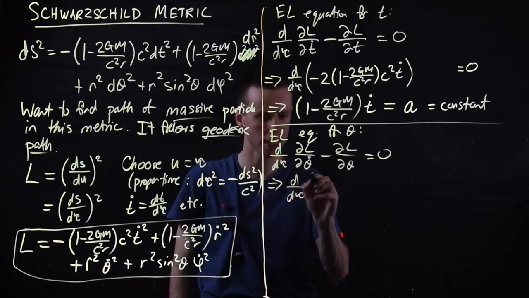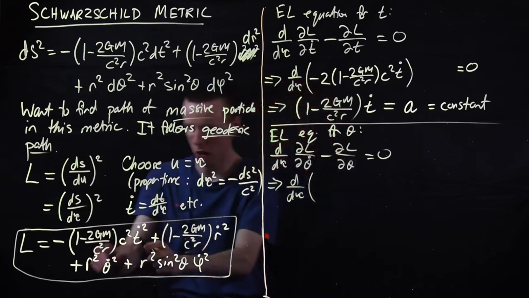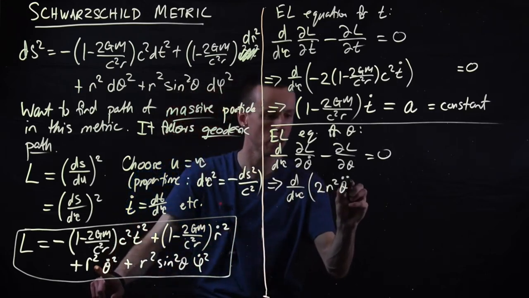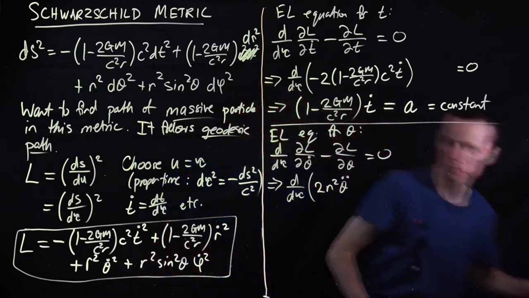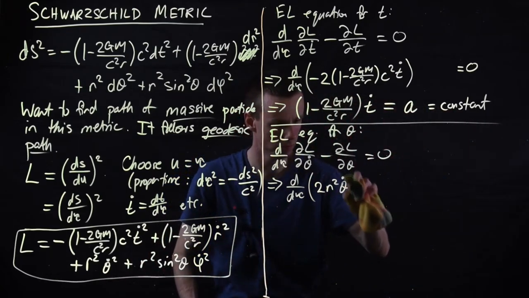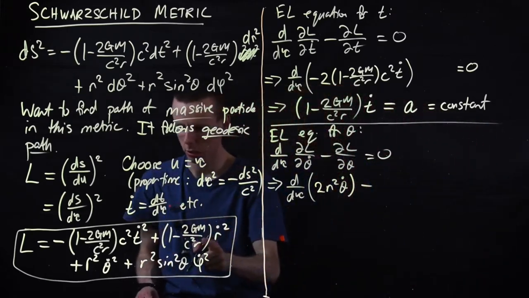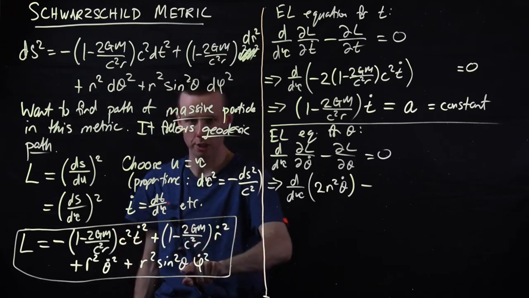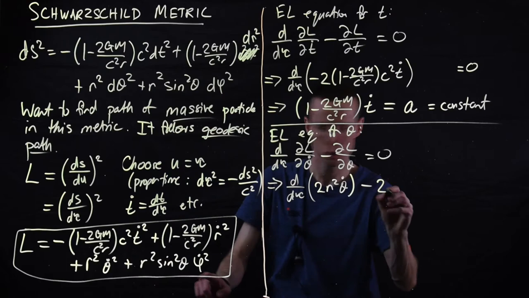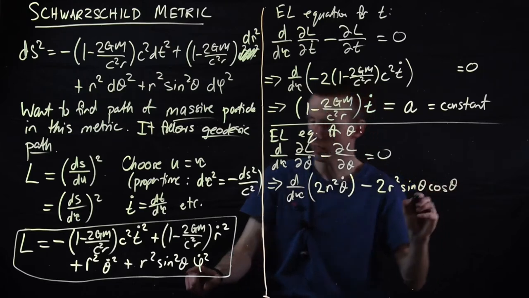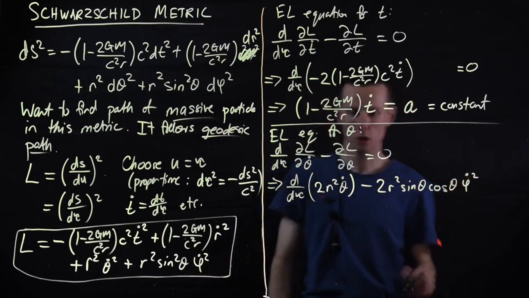And what will we have? So that's d by d tau. What's dL by d theta dot? Well, theta dot only appears here, so just take that power down. That becomes 2r squared theta dot, minus dL by d theta. Where does theta itself appear? Just one place. Just there. You see that? Don't miss it. There's a sine squared theta. So if you differentiate L with respect to theta, you're going to get 2r squared sine theta cos theta phi dot squared. And that's all going to be equal to 0.